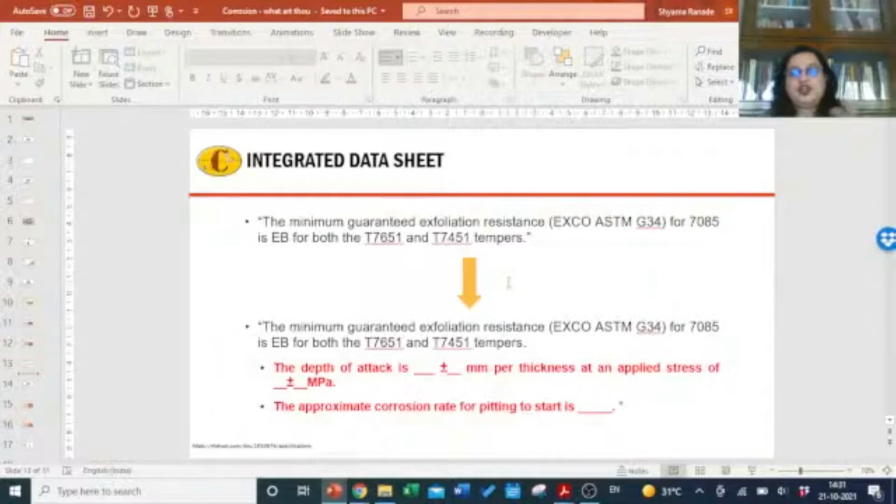An integrated data sheet would mean that, in addition to the rating, you also have values where you can estimate the depth of attack for each temper separately with respect to a certain stress. It will also mean that you have a corrosion rate for pitting to start for different areas. Thus, it will help in integrating the two fields. The next example is for coatings.